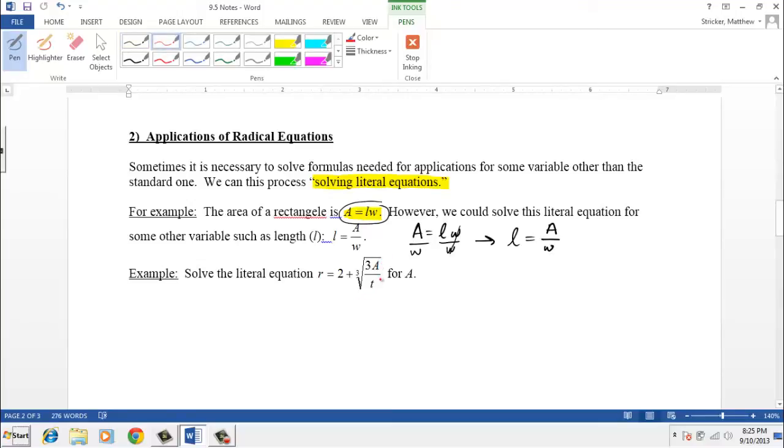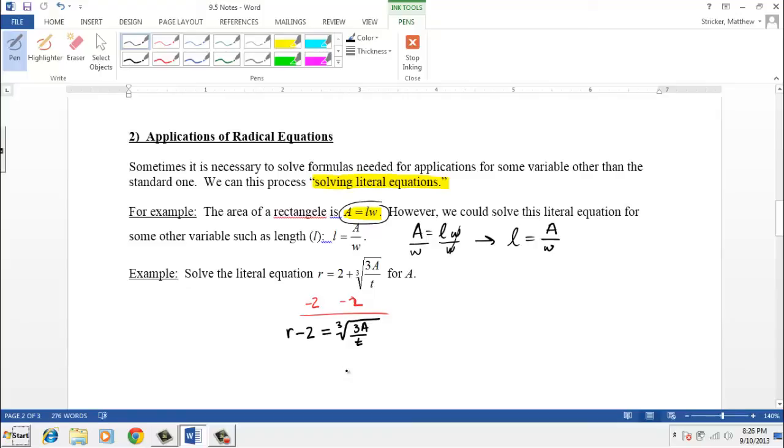What's our first step if we're solving radical equations? Hopefully you said that we need to isolate the radical, and the way we do that in this case is we would subtract 2 from both sides. So if I do that, the left-hand side becomes r minus 2, and that's equal to this cube root of 3a divided by t.